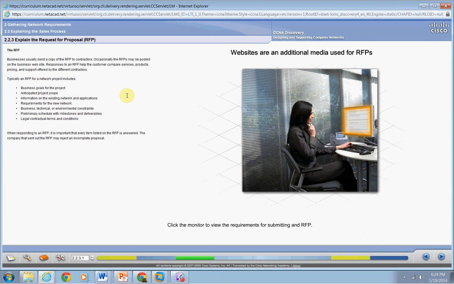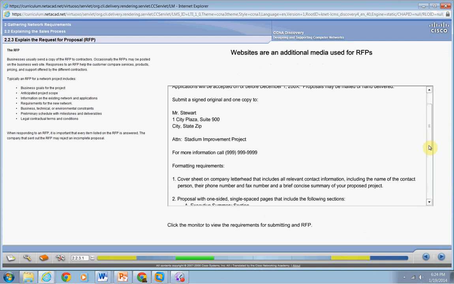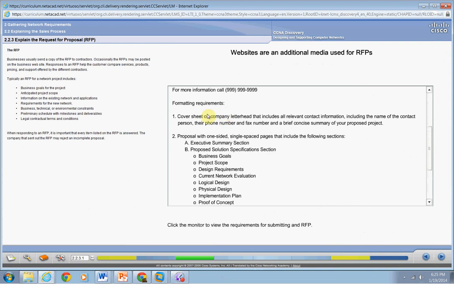So to explain the request for proposal, what happens here is the business puts up this request. And it looks like this. So you get all the information out, and you have to have your cover sheet with all the information on it. It has to be what they said, one-sided, single-space pages. It has to be exact detail of what this says.